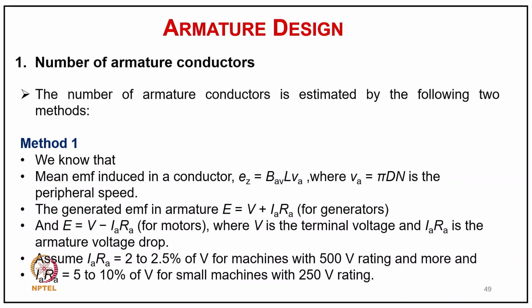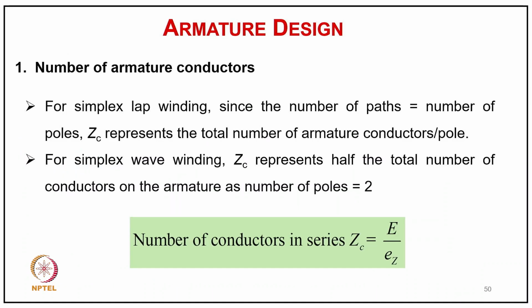The number of armature conductors is estimated by the following two methods. Method one: we know that mean induced EMF in the conductor is Ez equal to B average L Va, where Va is pi D N, the peripheral speed. So generated induced EMF in armature equal to V plus IRa for generator and V minus IRa for motor. So V is the terminal voltage and IRa is the armature resistance drop or voltage drop. So assuming IRa equal to 2 to 2.5% of the V for machine with 500 volt rating, and IRa is 5 to 10% for a small machine with 250 volt rating.